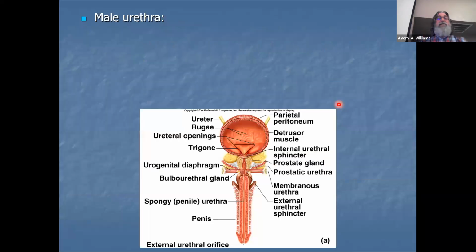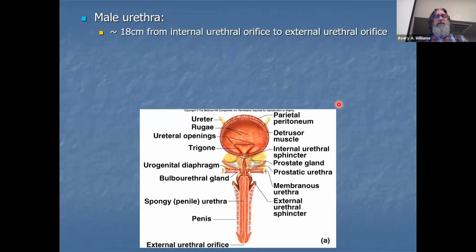Anyway, to the male, our big turkey baster bulb here. Where the female's urethra was about 3 to 4 centimeters long, the male's is about 18 centimeters long. You say, why is that so much more? Well, he has more plumbing basically to go through, right? Centimeters, not inches. I know some people are getting, oh my God, I've been cheated. No, that's centimeters. It runs from the internal urethral orifice all the way to the external urethral orifice, and in the male, his external urethral orifice is at the tip of the penis.